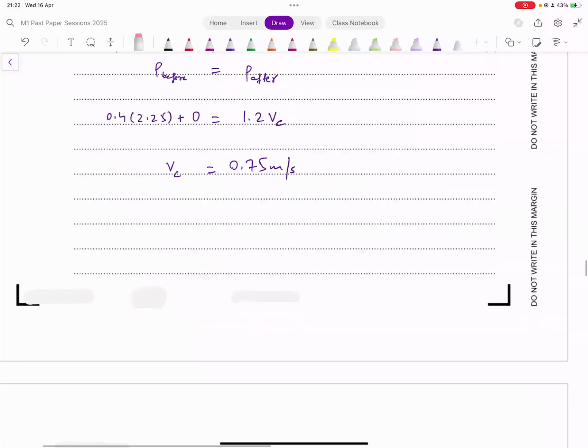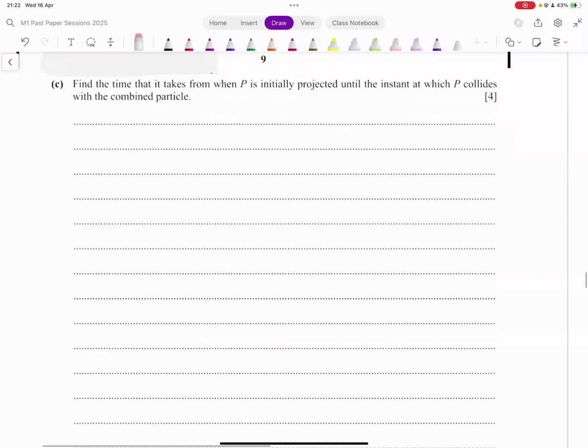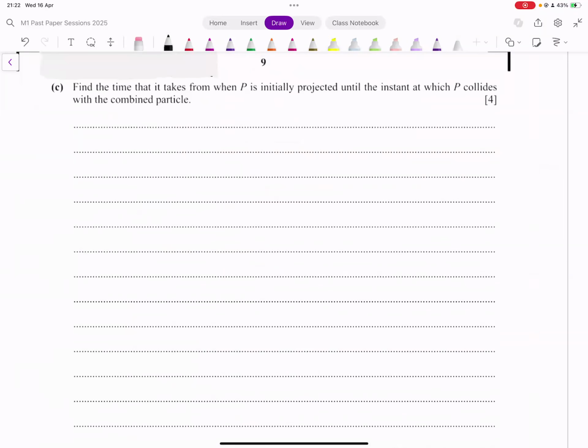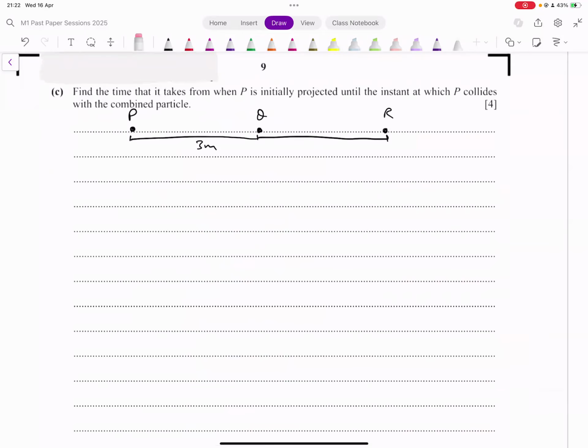Okay, now how do we use them? Let's understand the situation step by step. We've got three particles. There's particle P, there's particle Q, and there's particle R. Let's talk about the first collision first of all. The distances between these particles initially were how much? 3 meters. Now, initially what happens is, we want to find the total time, right? Initially, P was projected at a speed of 3 meters per second to the right side.